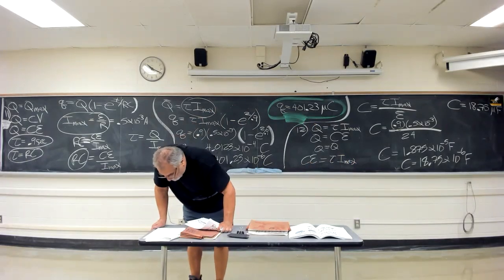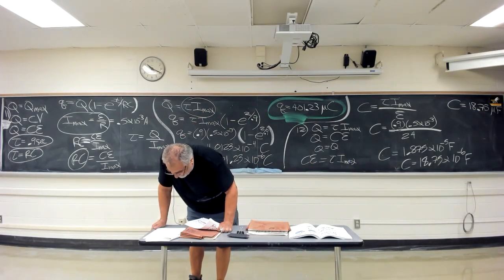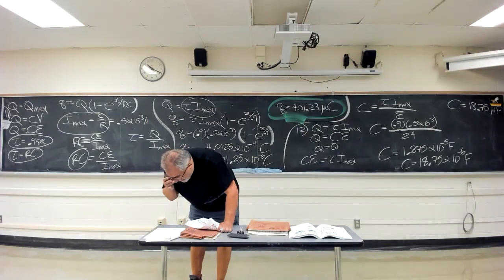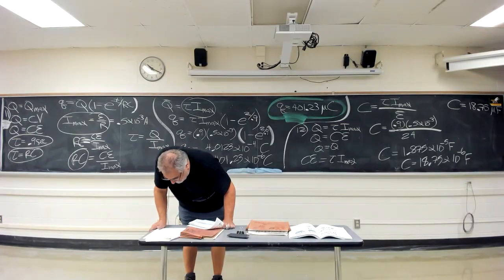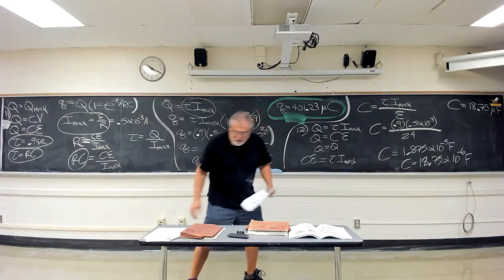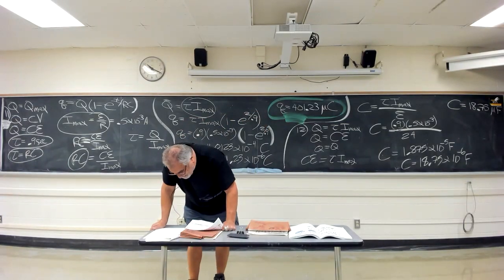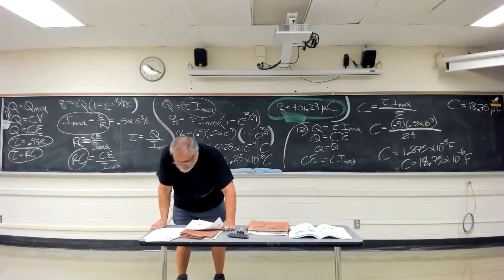For number 12, yeah, they got 18.8 microfarads. The 18.75, they rounded it to 18.8 microfarads. That's fine. The big thing is, look at the answers, guys. It's pretty obvious that the best answer is what you got. That's 18.8 microfarads. That's C.